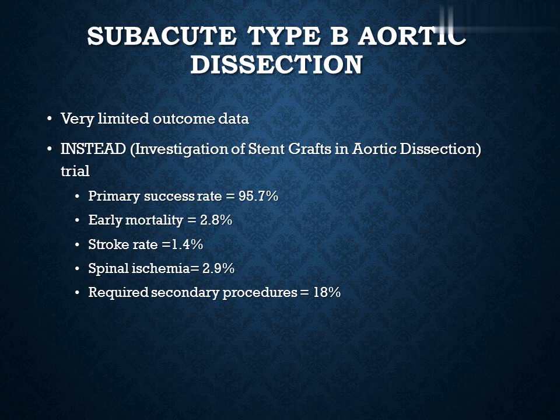Subacute type B aortic dissection. Very limited outcome data. Investigation of Stent Grafts in Aortic Dissection, INSTEAD trial: primary success rate equals 95.7%. Early mortality equals 2.8%. Stroke rate equals 1.4%. Spinal ischemia equals 2.9%. Required secondary procedures equals 18%.